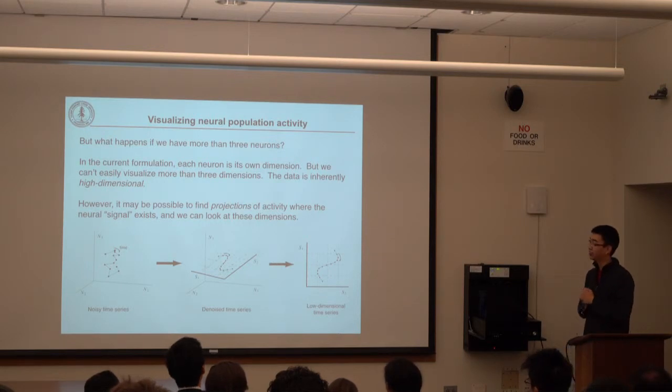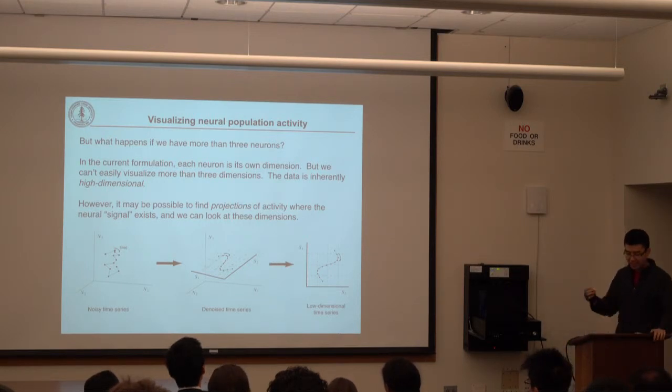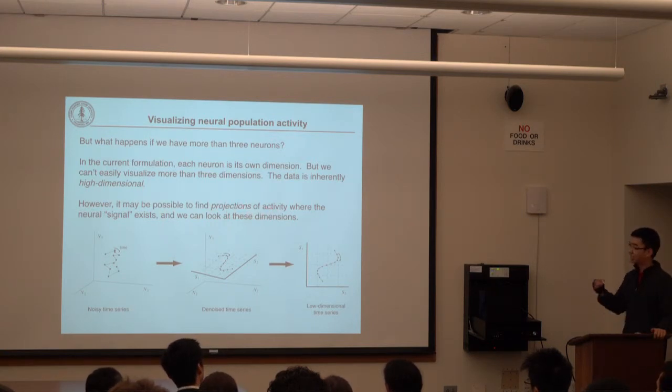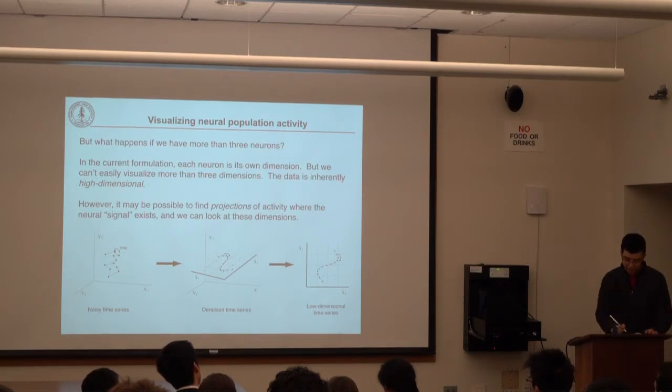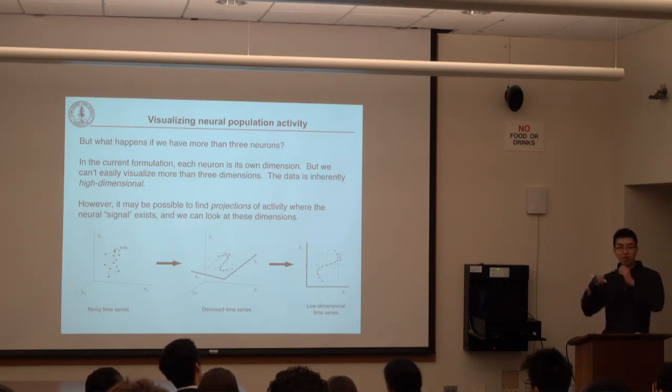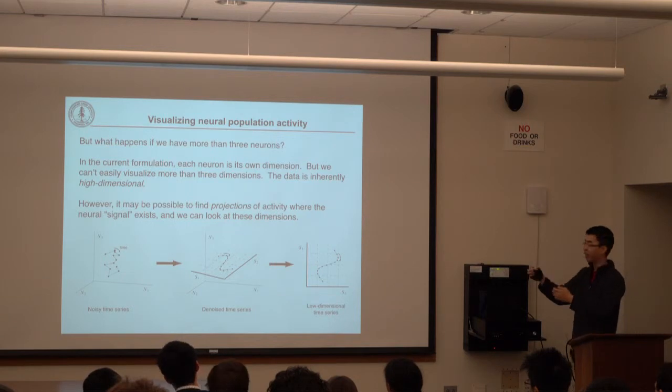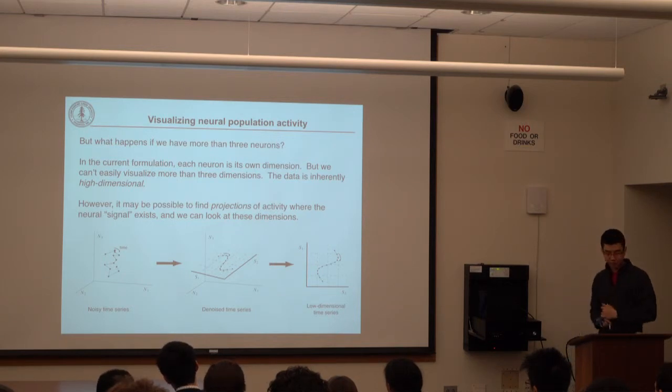visualize this activity? And so the key insight is that it may be possible to find projections of the activity where the neural signal exists and just look at those dimensions. And so what do I mean by this? So we're going to take our 3 neuron example where we had this noisy trajectory moving through space, which was just the bin spike counts at every single time bin plotted as a trajectory.